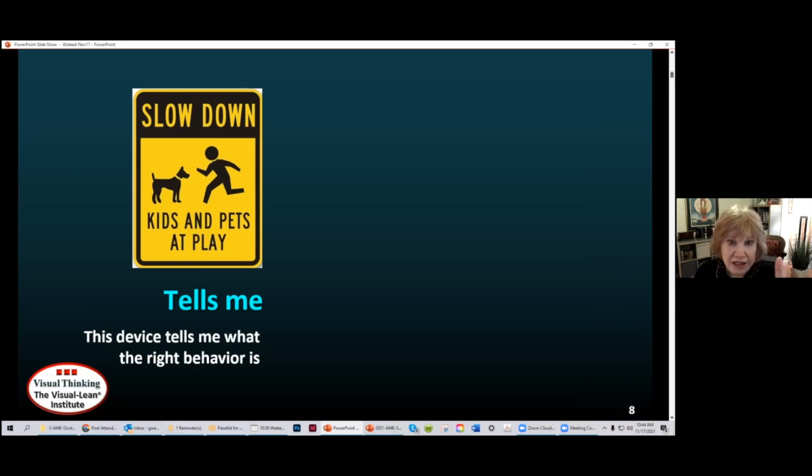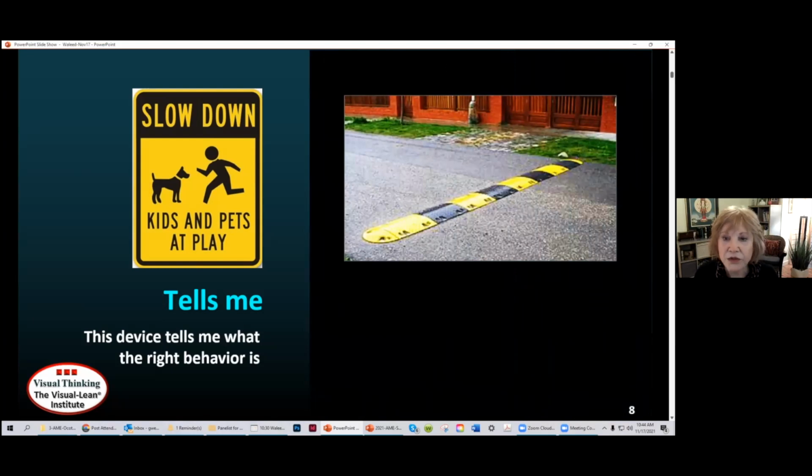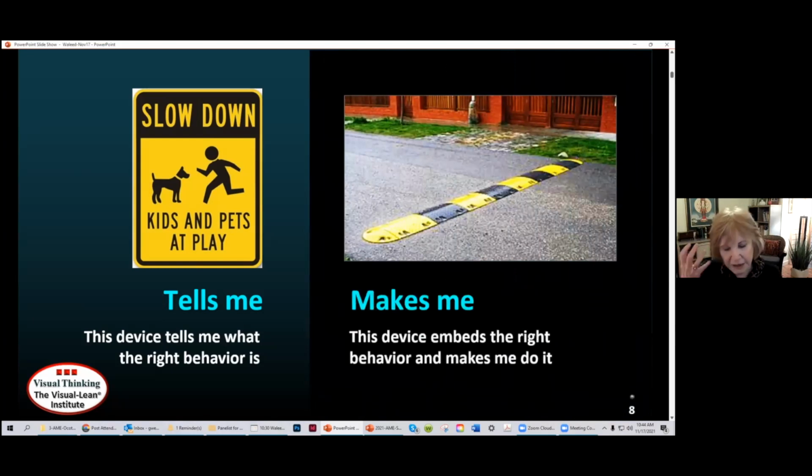But the message is the same. The message is slow down. And we do it this way, through a speed bump. That makes me do it. That takes my choice away. That device embeds the right behavior.